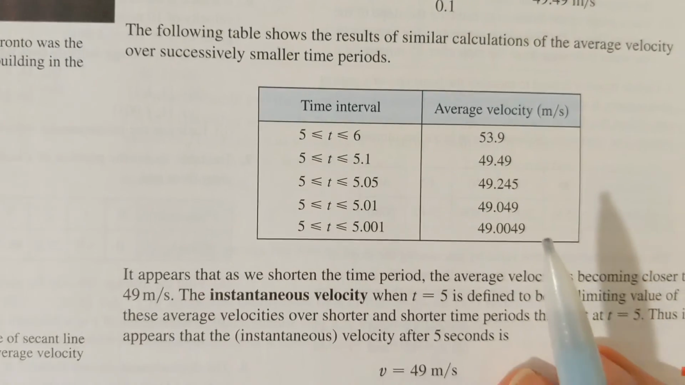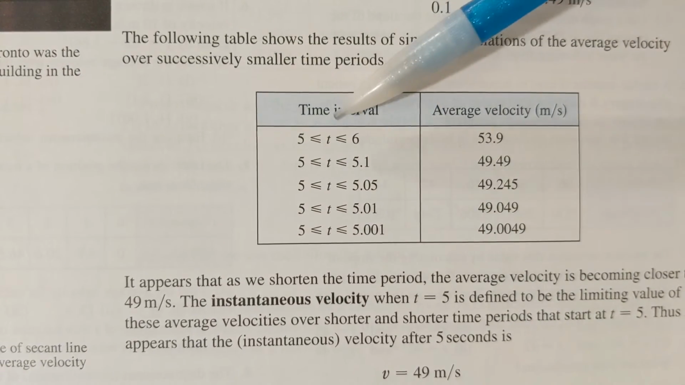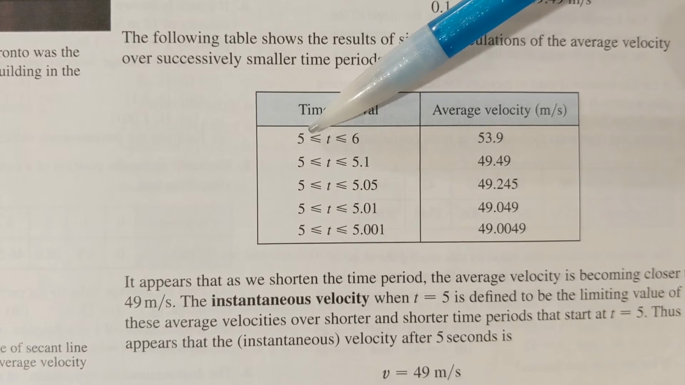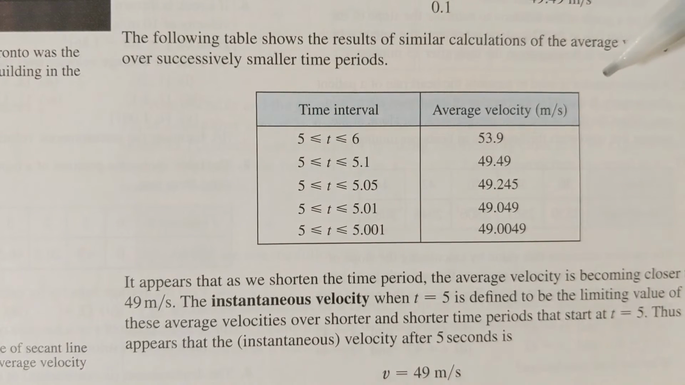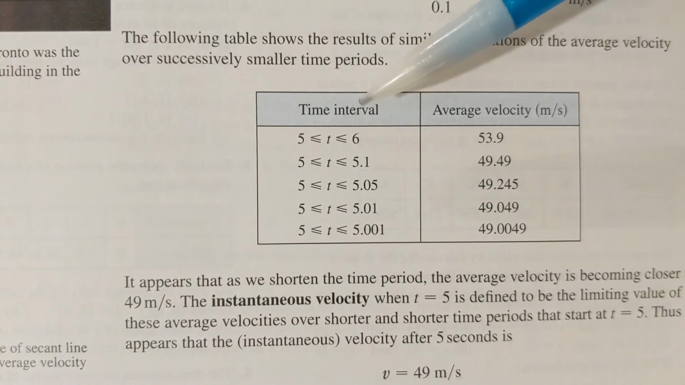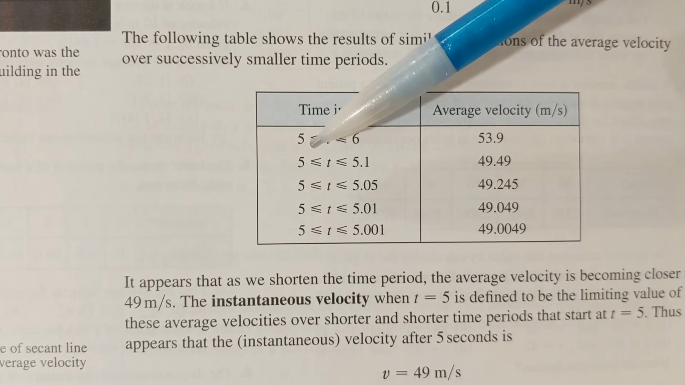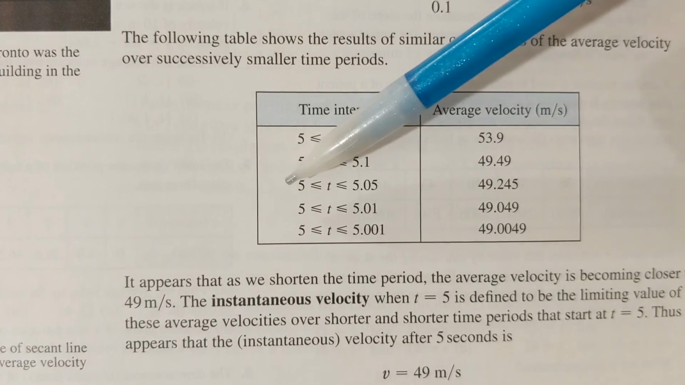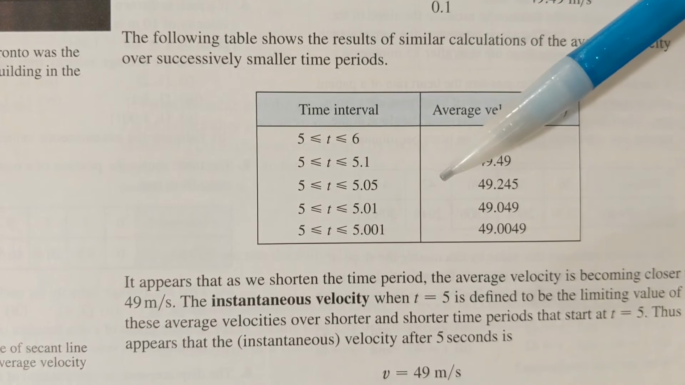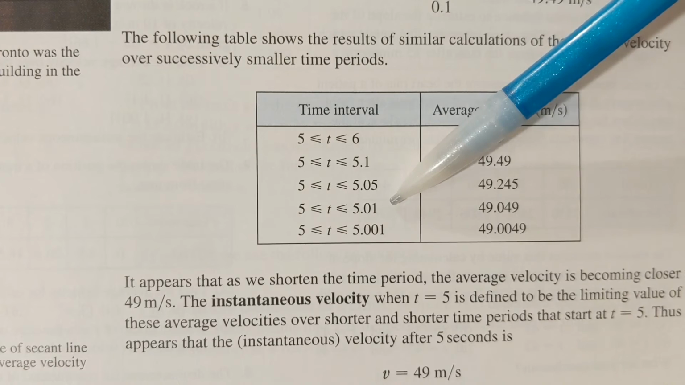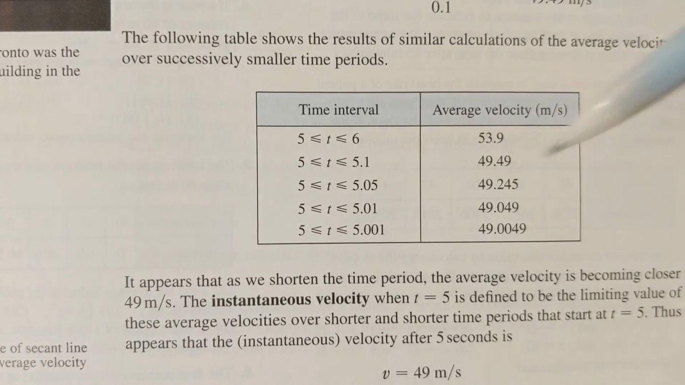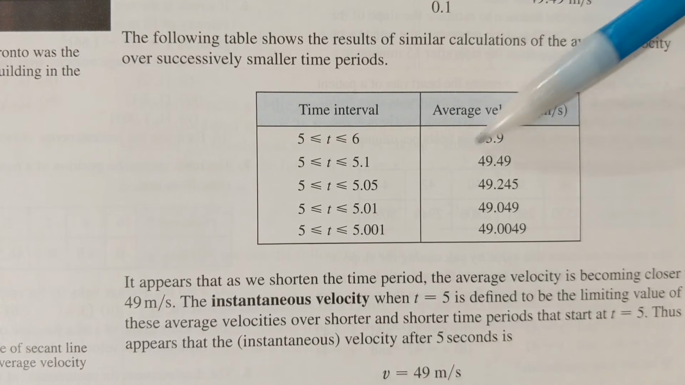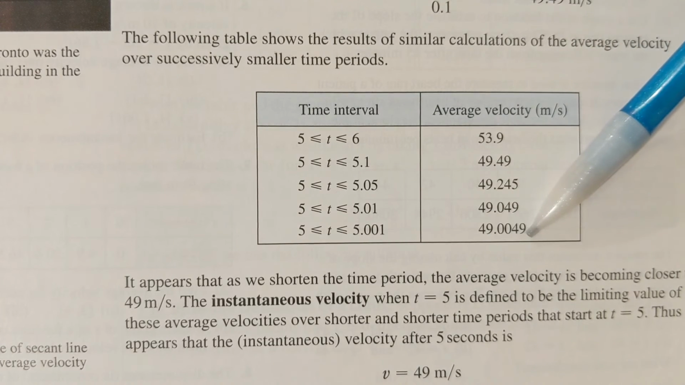So I could very easily find the speed of the ball as it's going from 5 seconds to 6 seconds, and then I'd want to shrink that interval. What if we wanted to know the speed of the ball from 5 seconds to 5.1 seconds? Or 5 seconds to 5.05 seconds? Or 5 seconds to 5.01 seconds? I'm getting closer and closer to 5. I'm shrinking that video length, but I'm still able to calculate an average velocity.